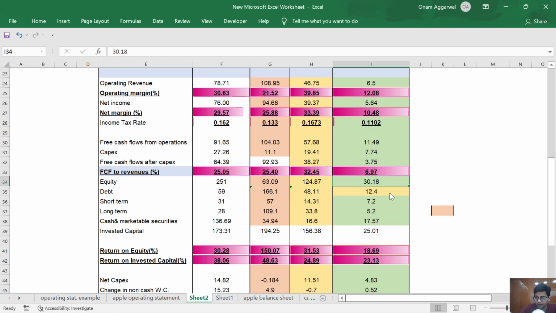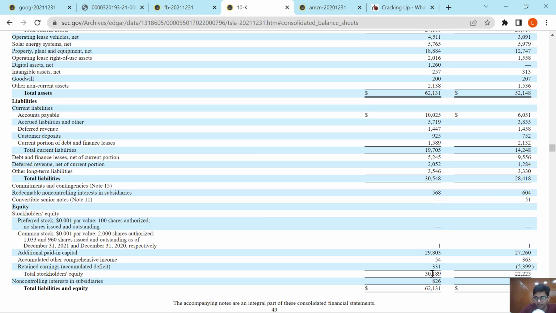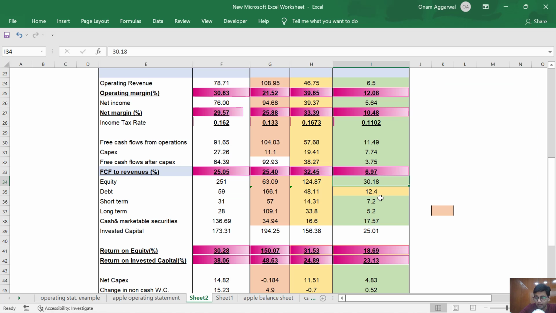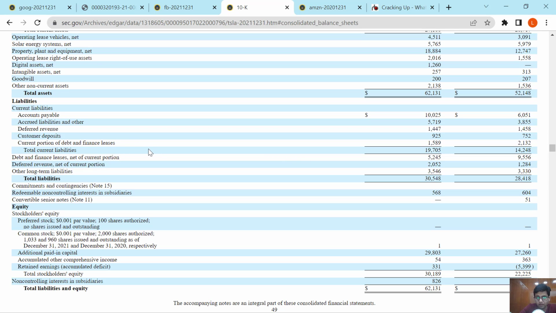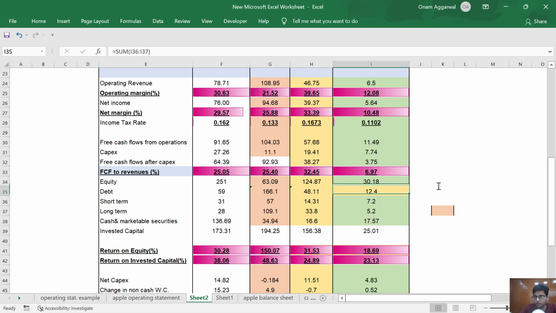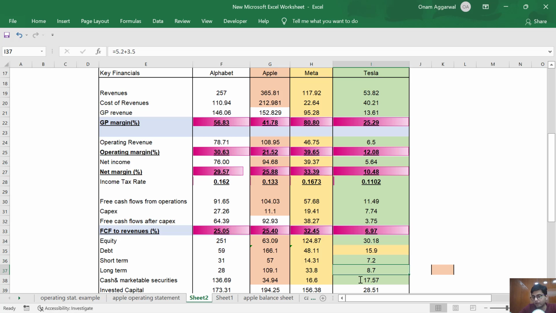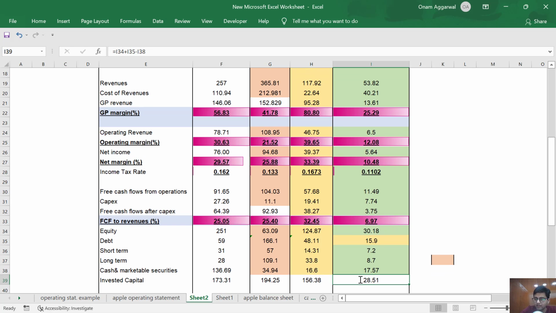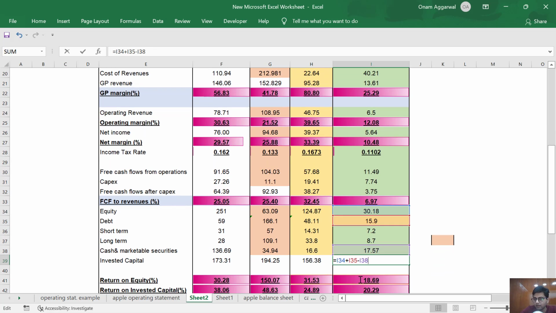Then we come to the balance sheet. Equity of Tesla, $30 billion. Debt, short-term and long-term debt. We have accrued liabilities of around $5.7 billion, and we have other long-term debt and financial leases of $5 billion and $3 billion in deferred revenues. That comes out to be short-term debt of $5.2 billion. We have long-term debt of around $8.7 billion, total debt of $15.9 billion. Cash and marketable securities is almost $17 billion. Invested capital, equity plus debt minus cash, is $28 billion.